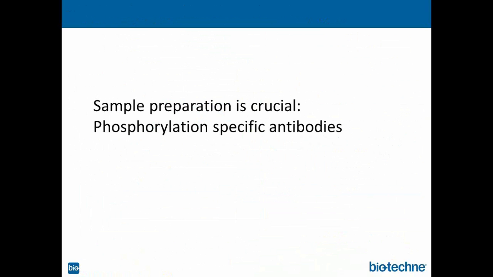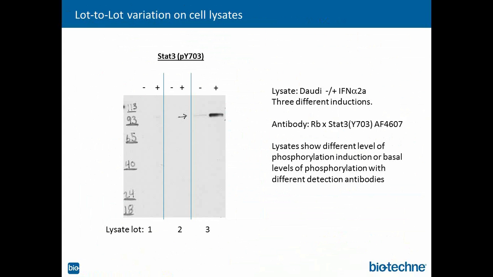I'm going to go into phosphorylation-specific antibodies, as those are usually the best antibodies to highlight the problem. So we set out to make a couple lysate lots. So I'm showing you 3 different lysate lots here. The target that we chose was STAT3, phosphorylated at tyrosine 703, and we used Daudi cell lines with interferon alpha 2 as the inducer. When we did this, and we did the testing, not all lots are created equal.